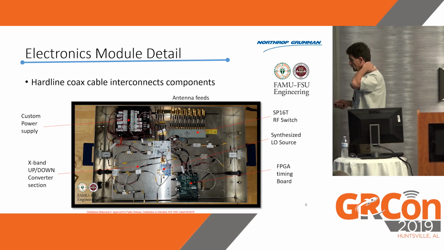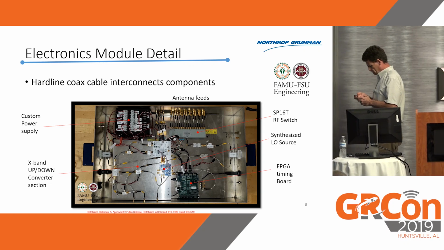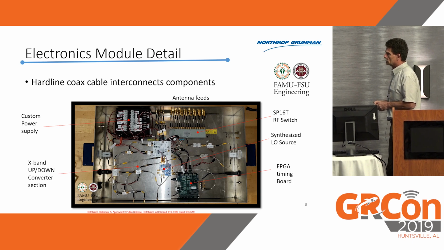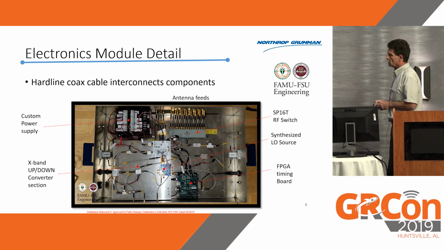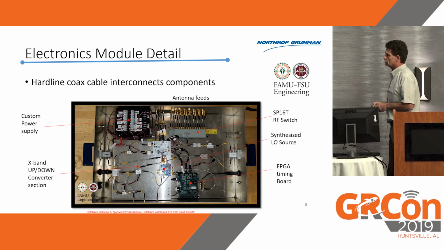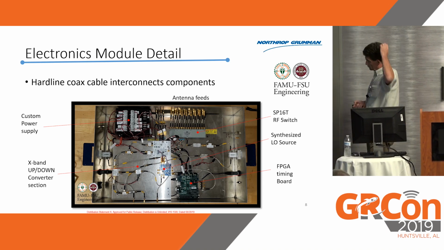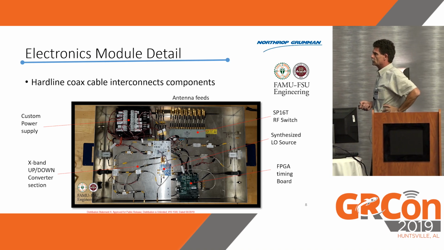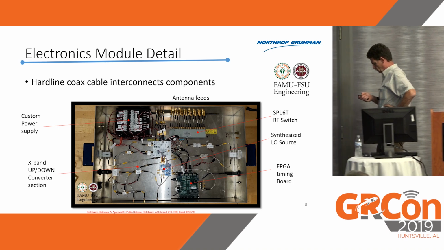So here's a detail of that electronics box. Here's a custom power supply that one of the students did. Here's the mixers, the up-down converter, basically Mini-Circuits parts. Here's the FPGA eval board that was used to generate the 1 PPS and all the discretes to the single pole 16-throw switch. And there's a power amp and an LNA in here, etc. So there weren't really any size constraints. The main constraint or main goal was to use COTS parts that were readily available.